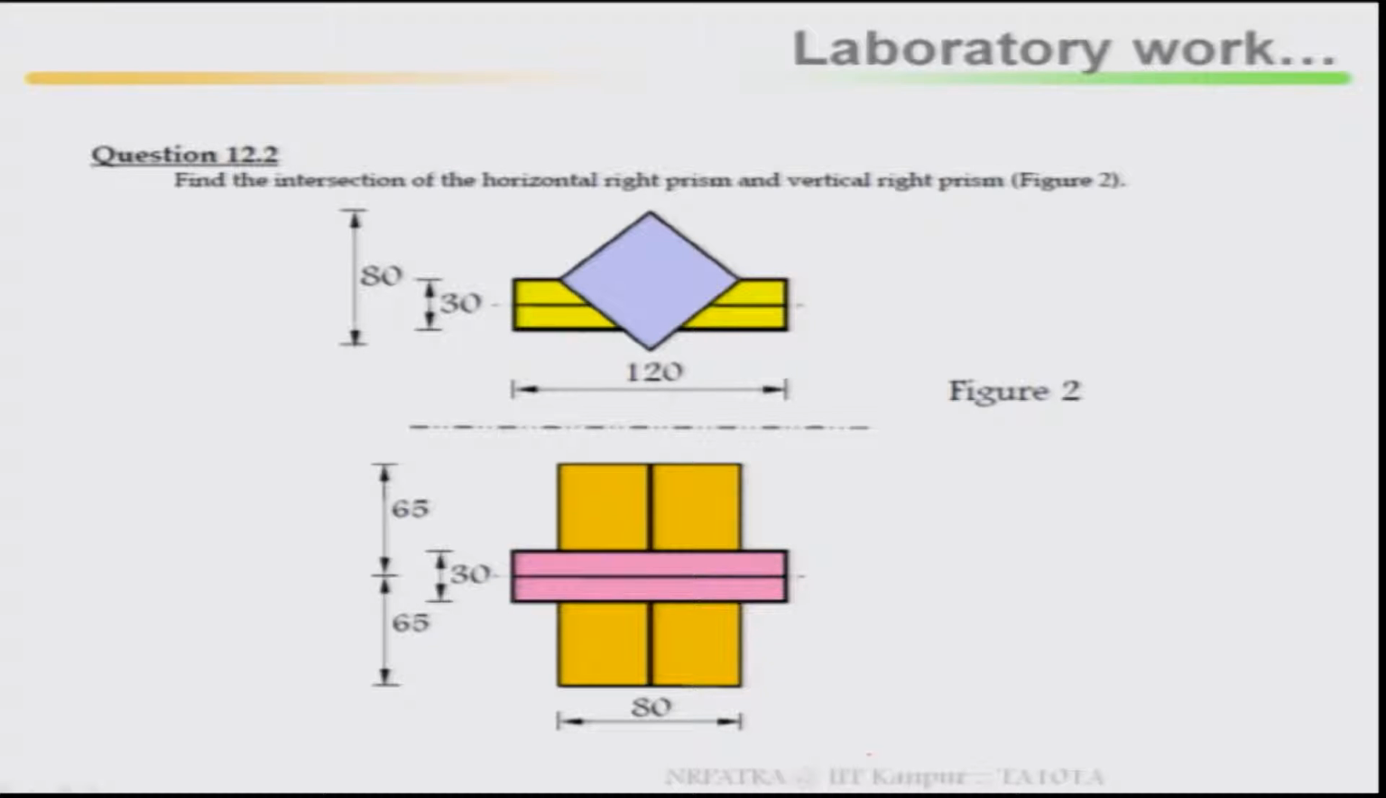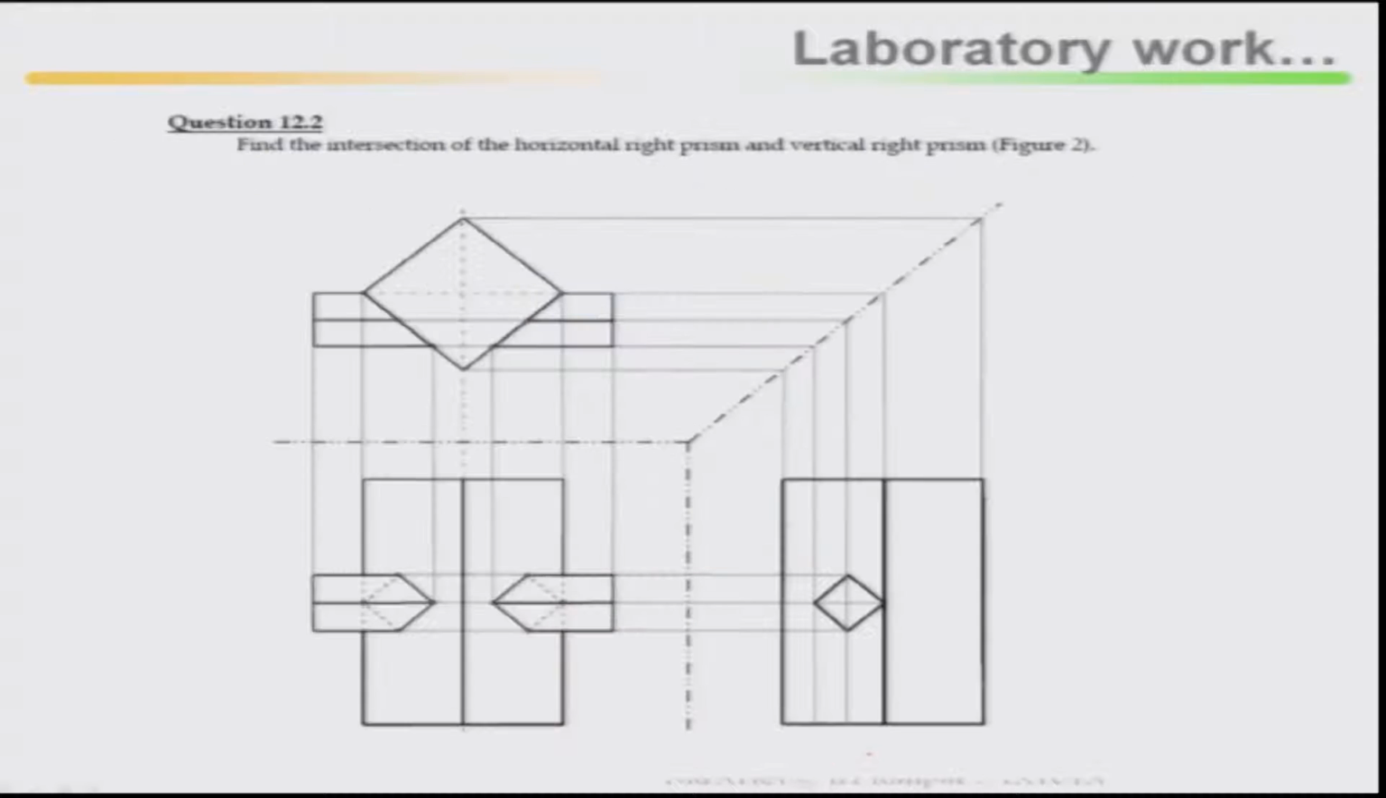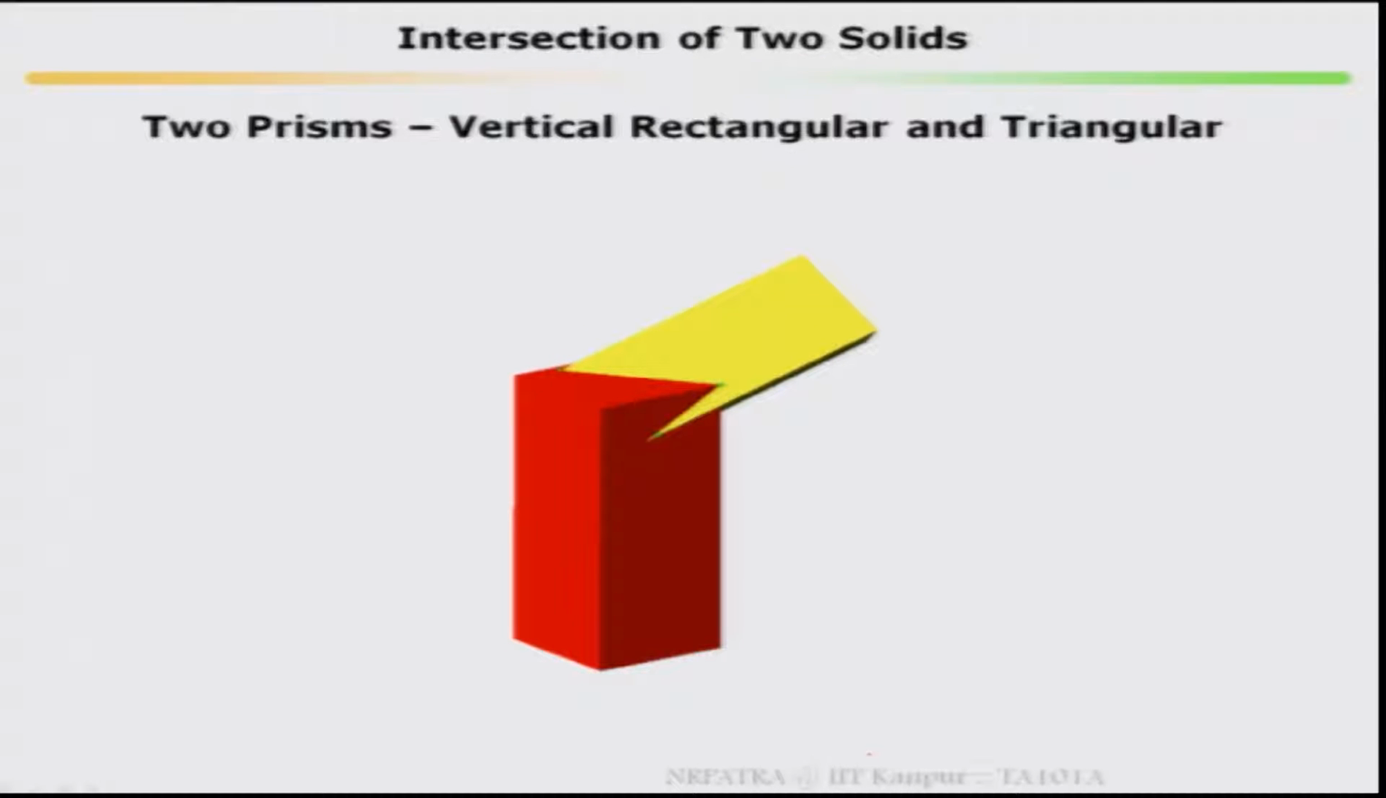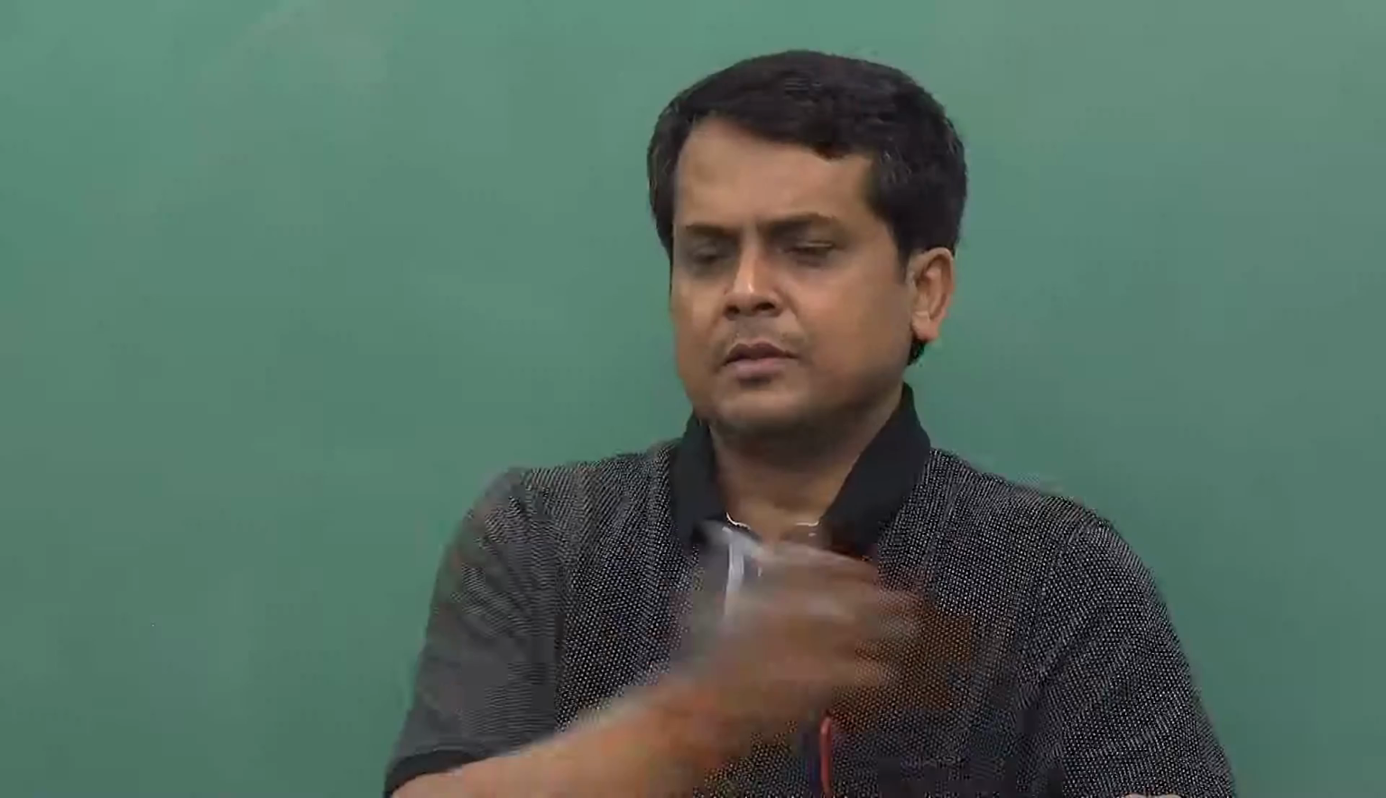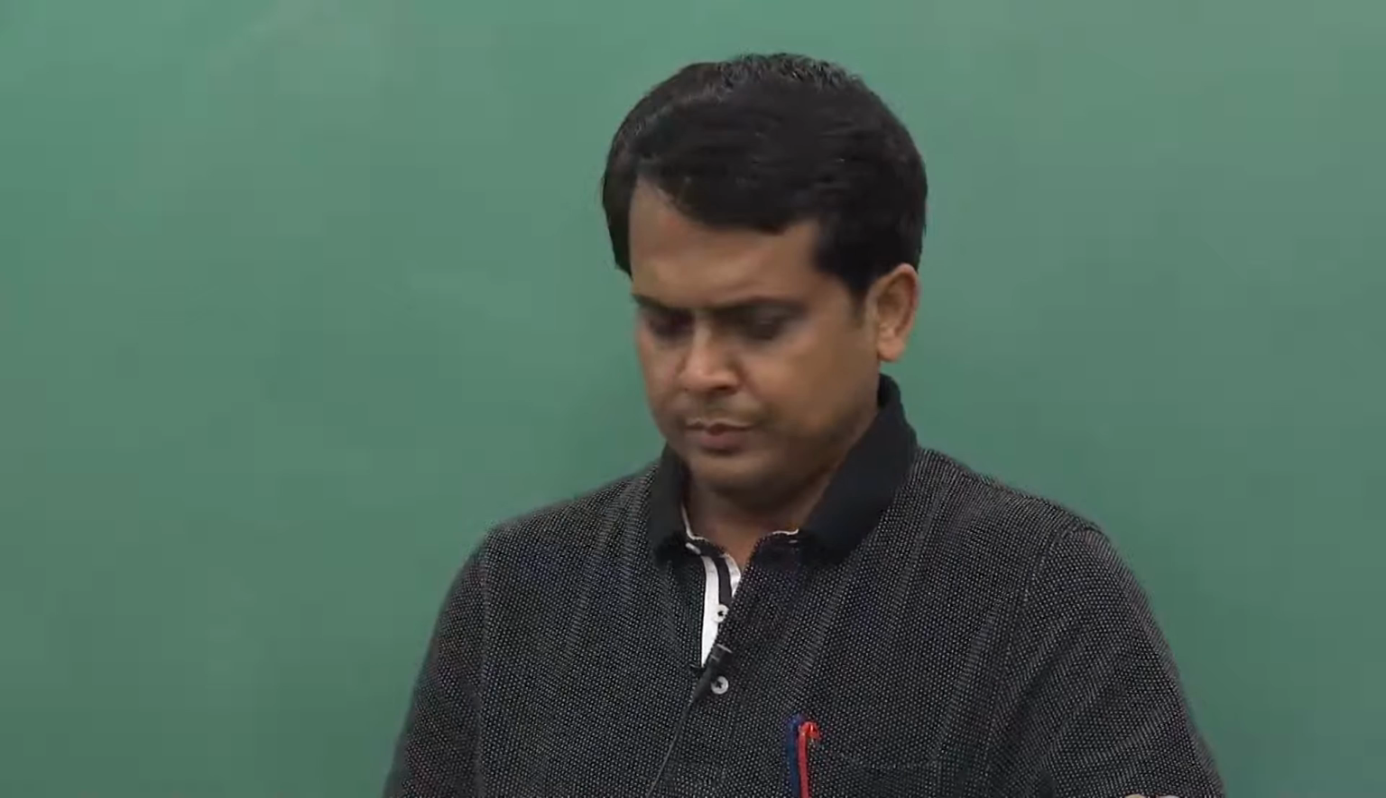The same question I have given: find the intersection of a horizontal right prism and a vertical right prism. This is the solution you are supposed to get. Two prisms, slightly complicated. One prism is a vertical rectangular prism and the other prism is triangular. How it looks, in two colors. How the surface looks at the interface, in the top view and in the front view.